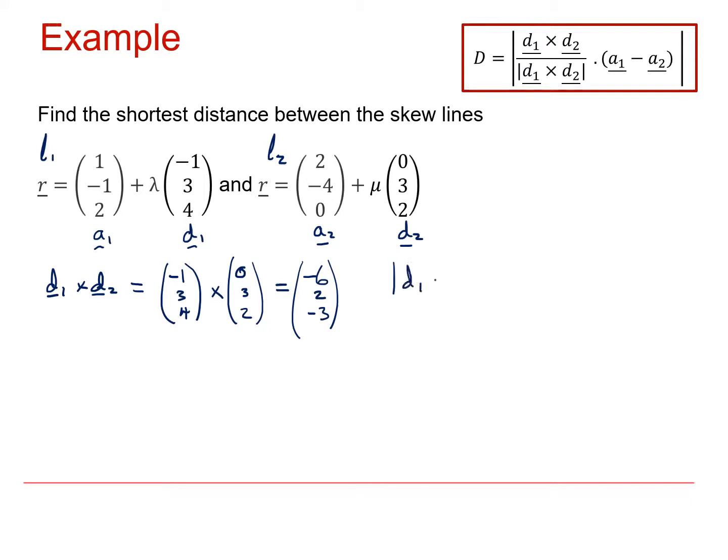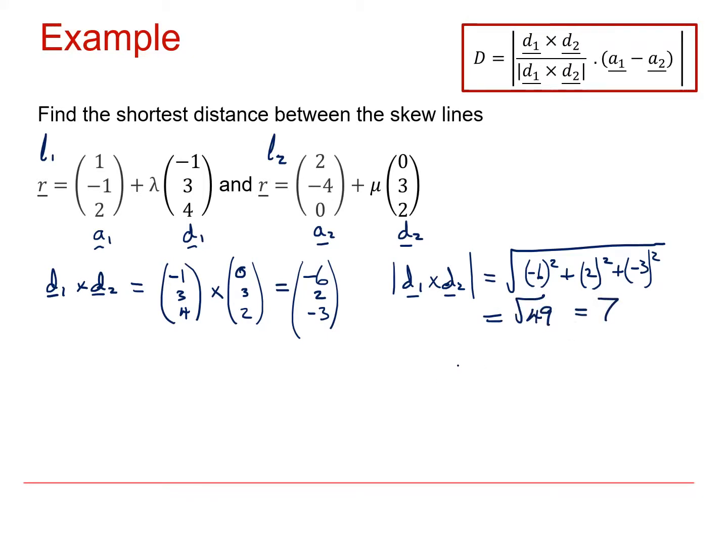Now the length of that will be just the square root of (-6) squared plus 2 squared plus (-3) squared. 36 plus 4 plus 9 is 49, so this thing is going to be root 49, which is just 7. So we've got this and we've got this. The final bit of the puzzle then is the a1 minus a2, so let's just calculate a1 minus a2. That's going to be 1 minus 1, 2 take away 2, minus 4, 0. And that gives me (-1, 3, 2).